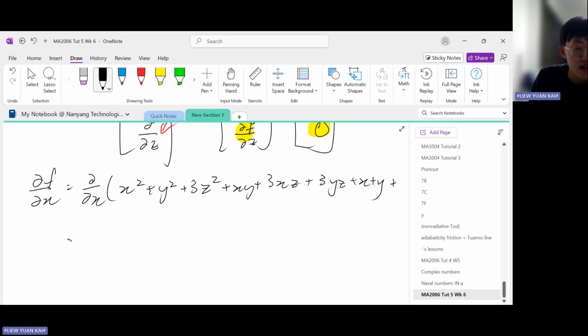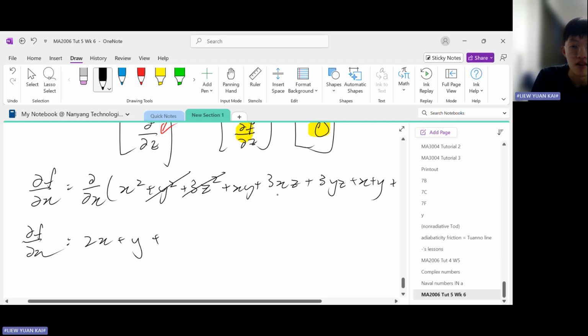Let's do that. Differentiate this: power brought down, power minus 1. Then y is a constant and z is a constant, so that term will just become 0. Then we treat y as a constant, so the partial derivative of xy with respect to x will just be y. It's power brought down, power minus 1, so x to the 0 becomes 1, and we're just left with the y. So this becomes y plus, with z seen as a constant, 3xz will just become 3z.